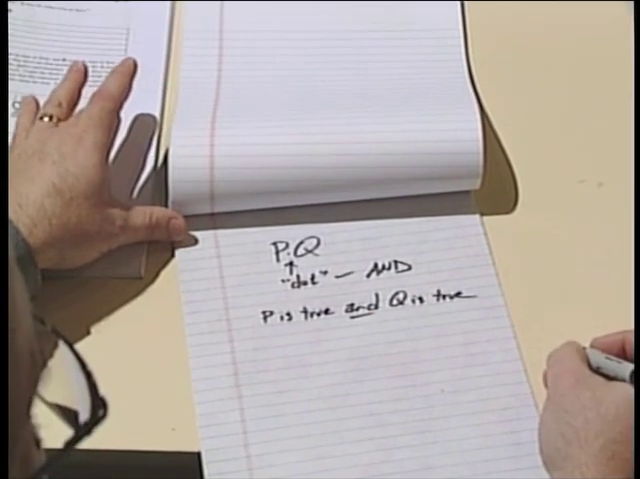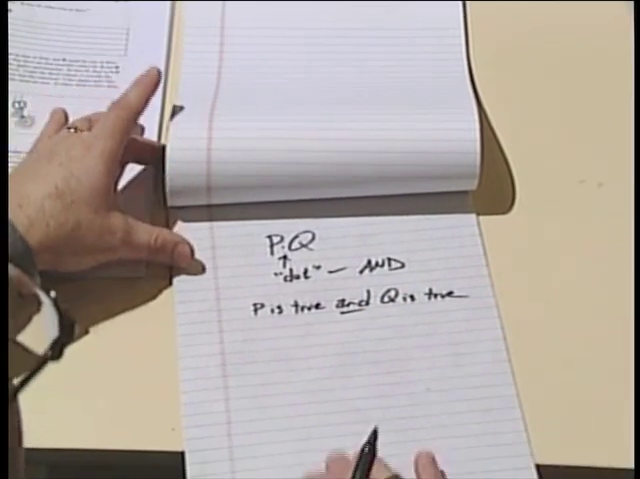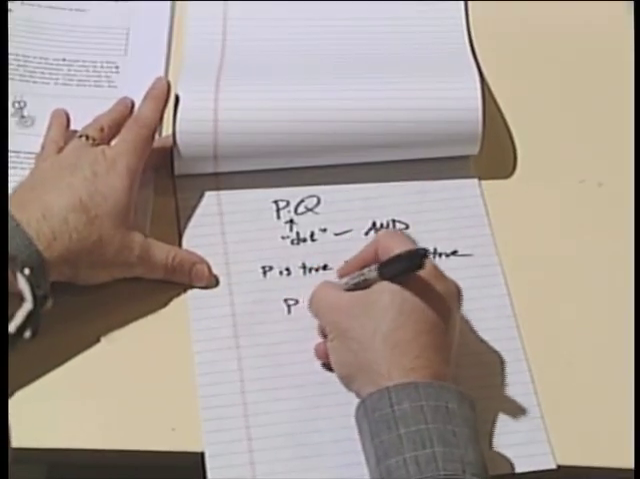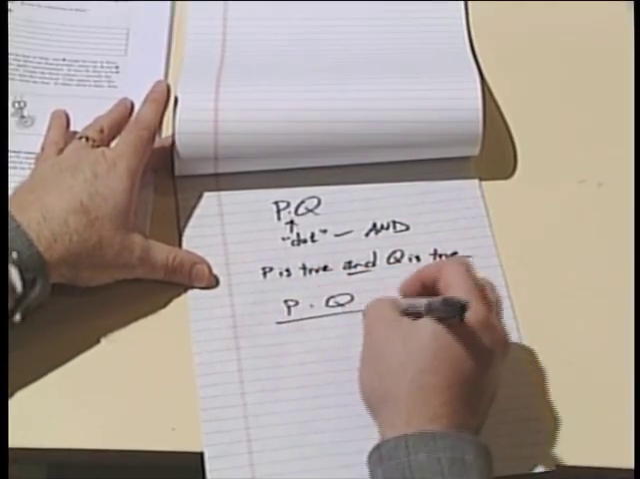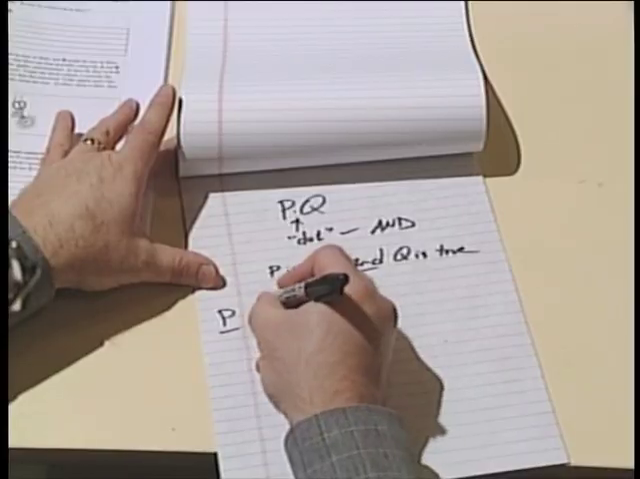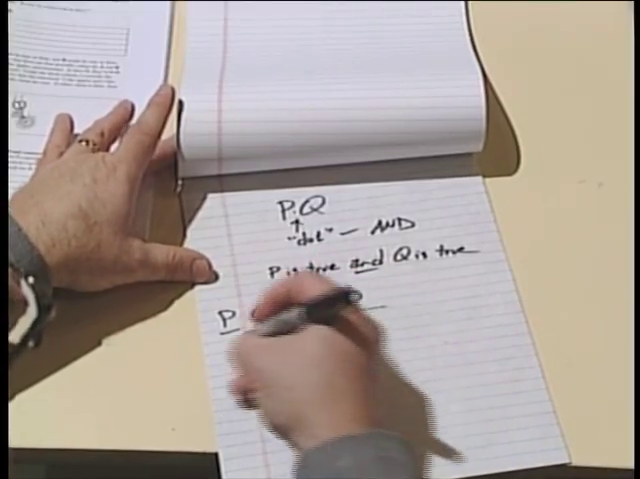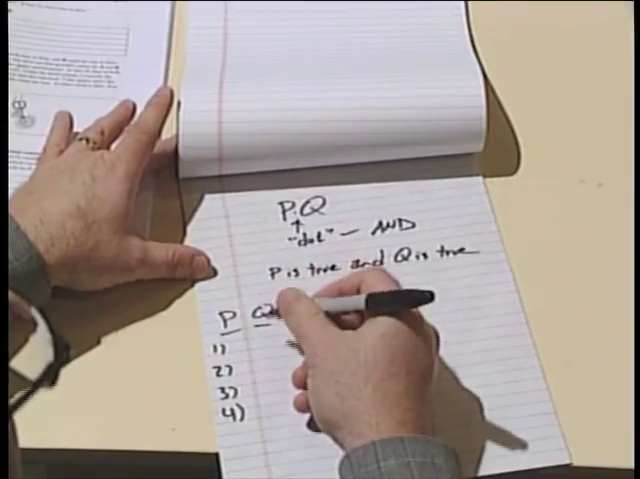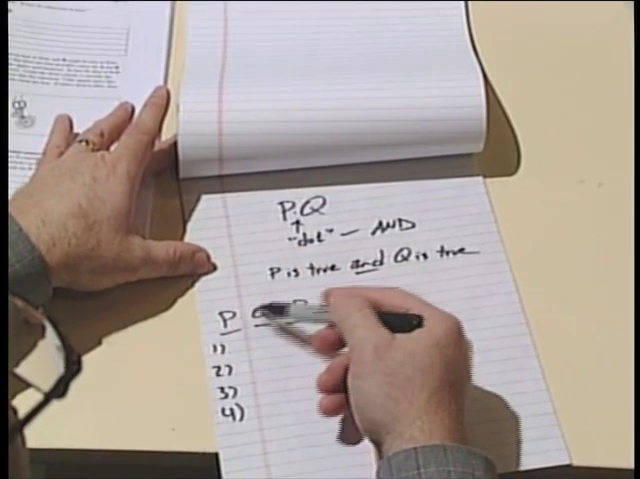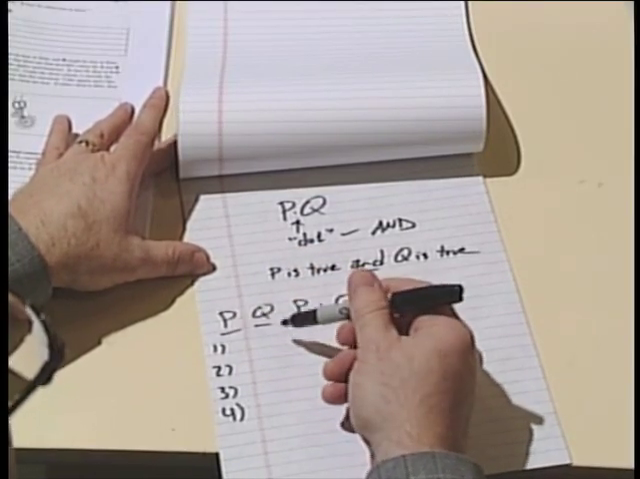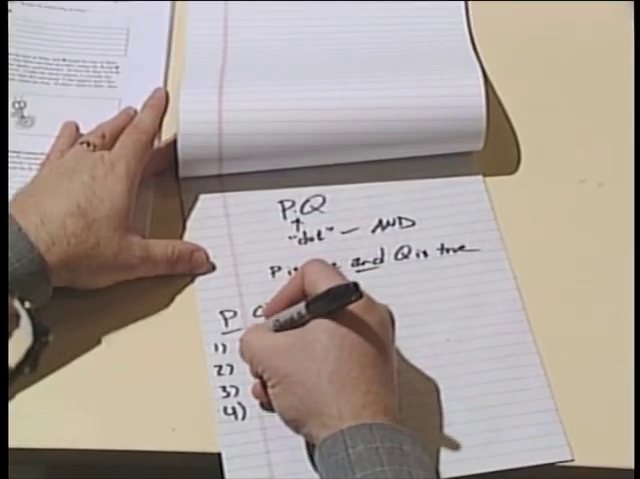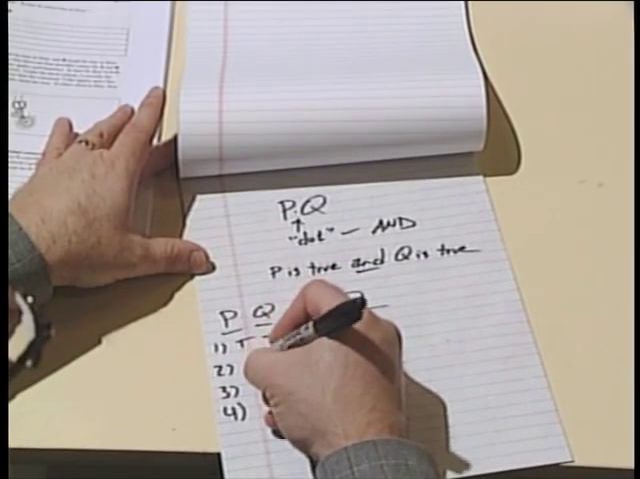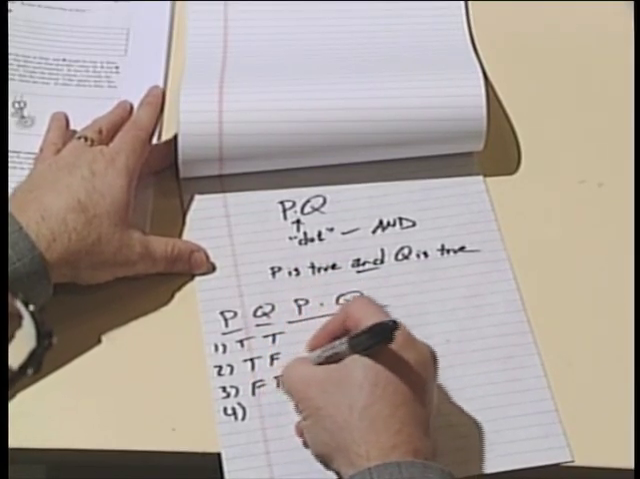This is the easiest one to understand. Now we like to make a little chart here that demonstrates what happens when we have values for P and values for Q. It turns out that there's 4 values that those 2 letters can have. If P can be both true and false, and Q can be both true and false, there's 4 combinations. And the way we're going to do that is T, T, T, F, F, T, F, F.